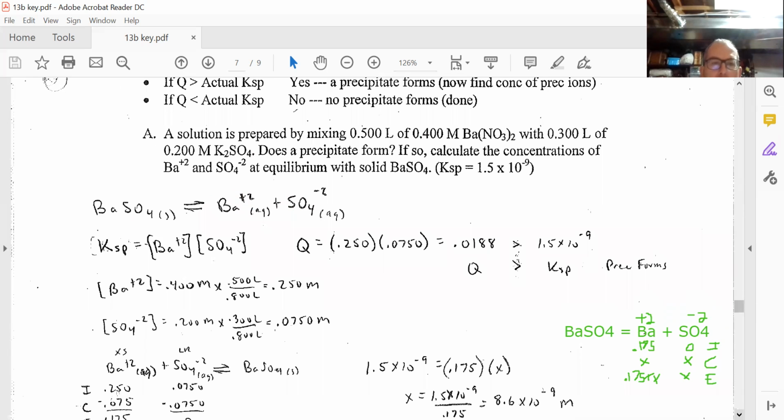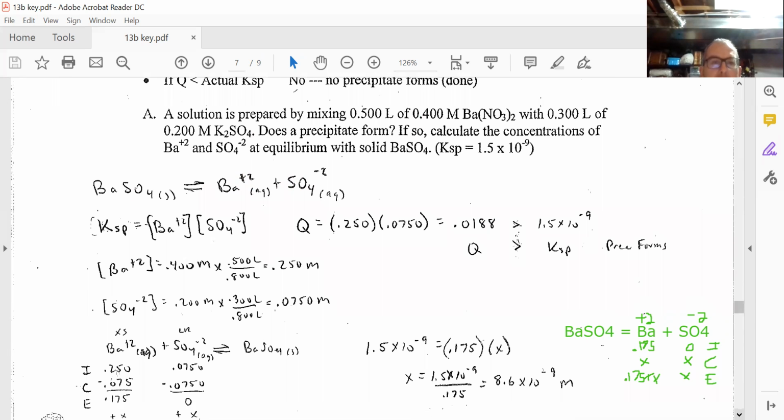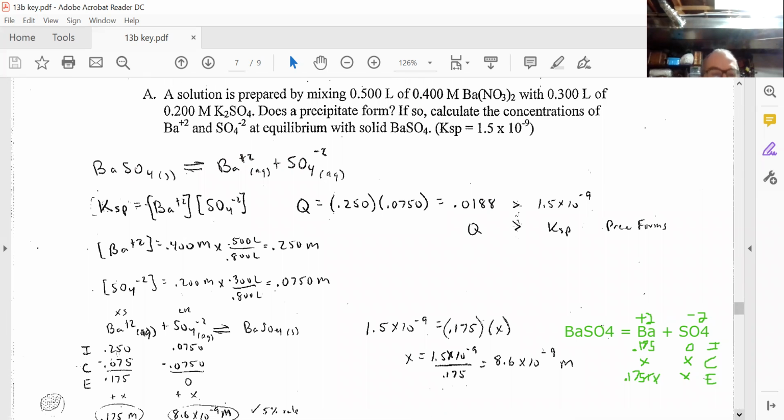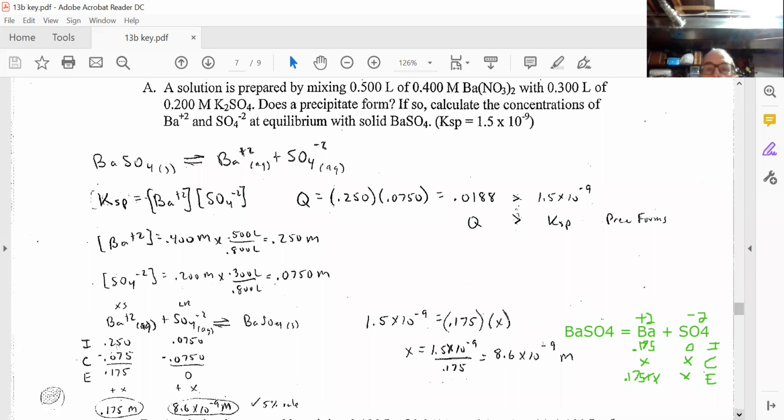That first type of question is really common, doing the Q thing. This one's not quite as common, but let's take a look at it. It does come up from time to time and see if we can challenge ourselves to do that. Okay, so what I'm going to do is look at my molarity of barium and sulfate.